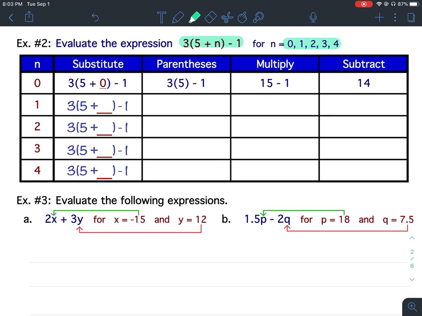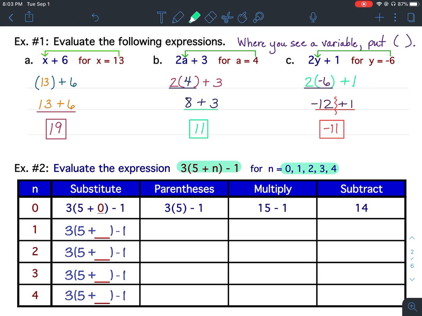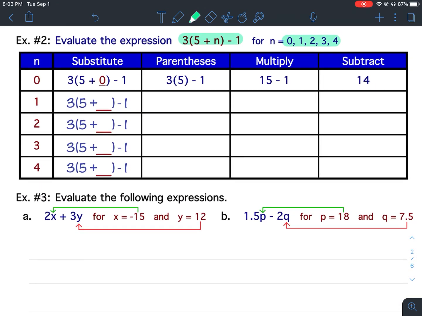Now, up above in example 1, we did the problems going vertically. So we started with the problem, and then we worked our way downward. This is the same concept, except it's using a chart, and we're going to do this horizontally. So I already did 0. See, over here's the numbers we're plugging in. And I already did the value of 0.